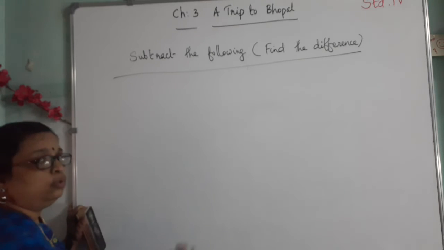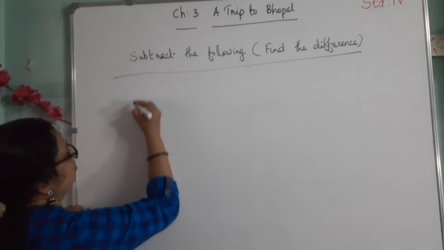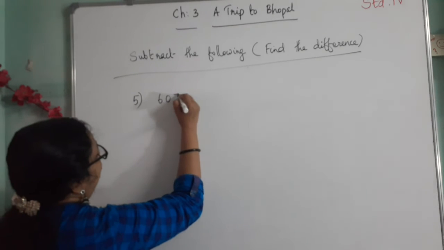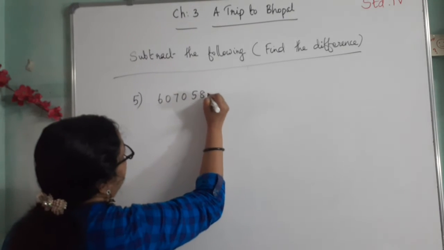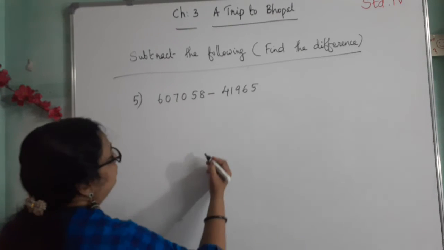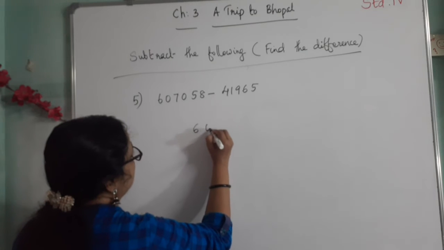I know that you all find addition very easy, but subtraction is difficult. So we can do so many subtraction problems. This fifth question: 607058 minus 41965.